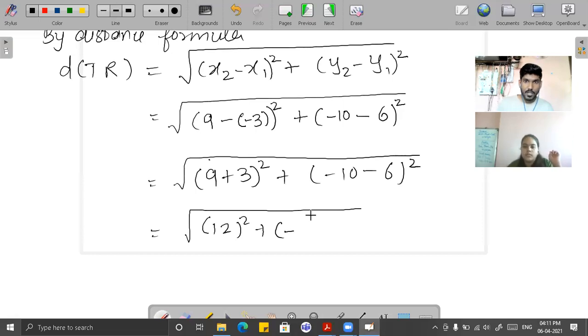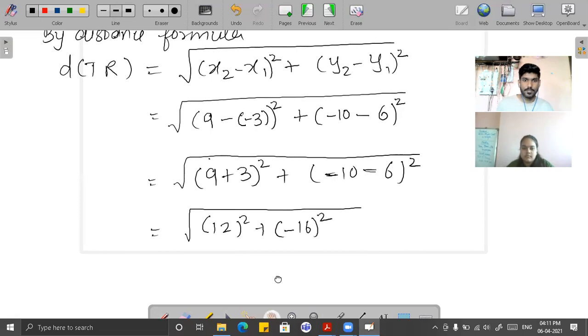Minus 4? No, minus minus plus. Both are minus, right? So you'll add it. Oh, okay. I did minus 4, that is why I thought. Minus 16, correct. So minus 16, the whole square.